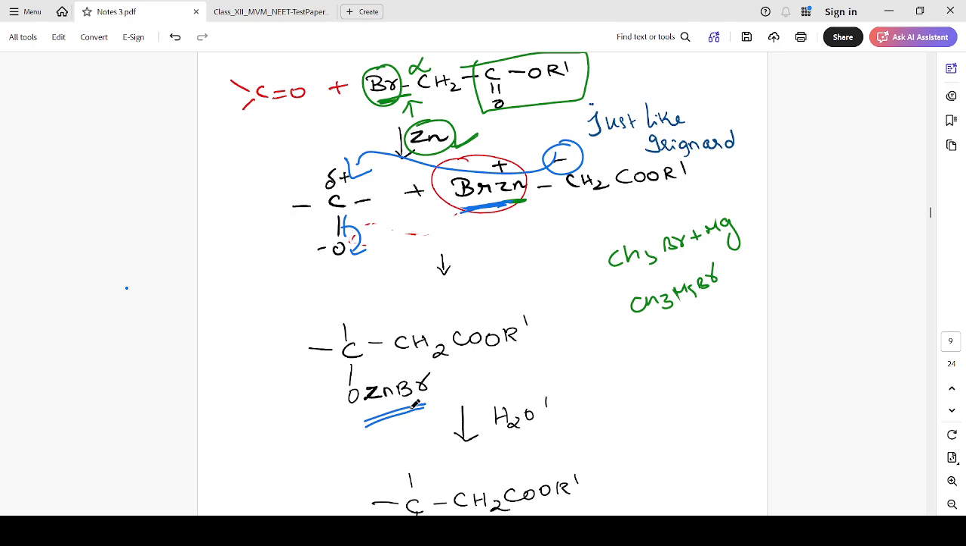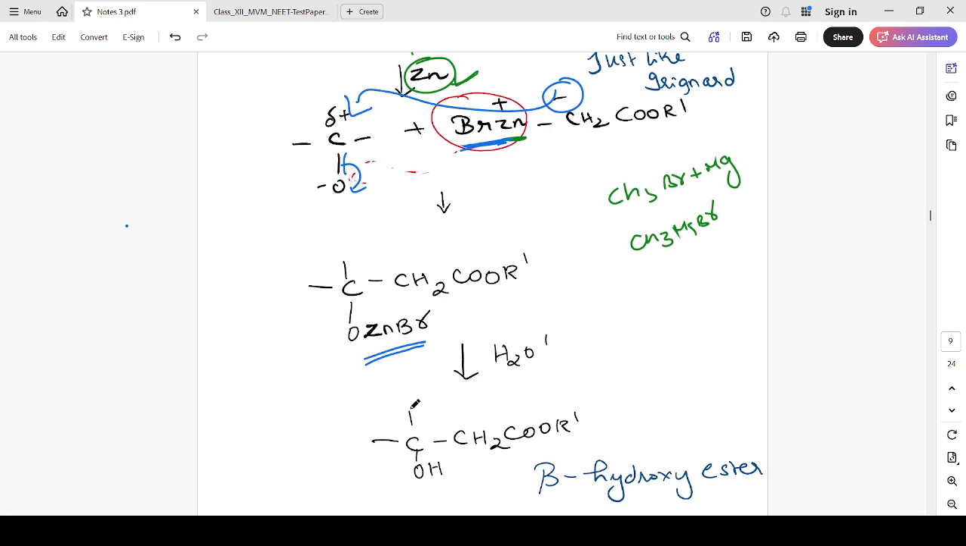Yes, ma'am. Same logic happens here. The next step you should know definitely. Ma'am, isn't this just like Grignard? Yes, ma'am. Very similar to Grignard mechanism. So you hydrolyze it, so it becomes OH and CH2COOR. So what you see is alpha, this is beta, beta hydroxy ester you have formed.